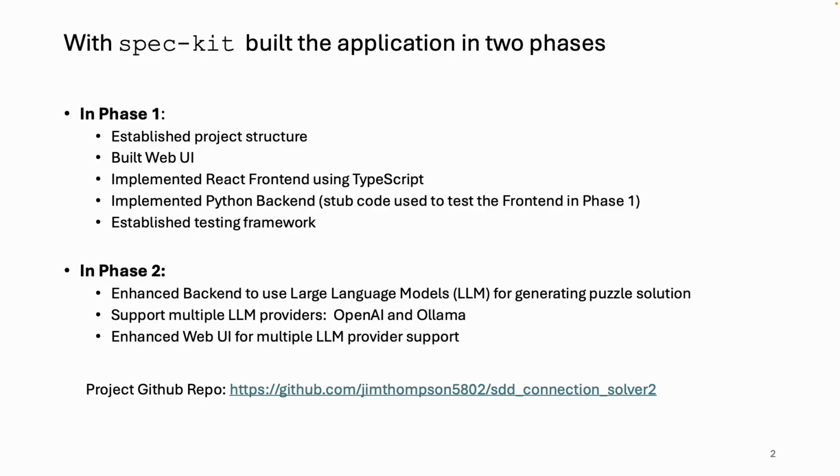Moving into phase two, the back end was significantly enhanced. This time, the stub logic was replaced to use generative AI large language models, or LLMs, to actually generate puzzle solutions. The key feature added was the ability to use multiple LLM providers such as OpenAI and Ollama, giving the user flexibility to choose a suitable LLM. And the web UI was updated as well, allowing users to select which LLM provider to use right from the interface. Together, these changes transformed the app from a prototype into a more capable, intelligent system.